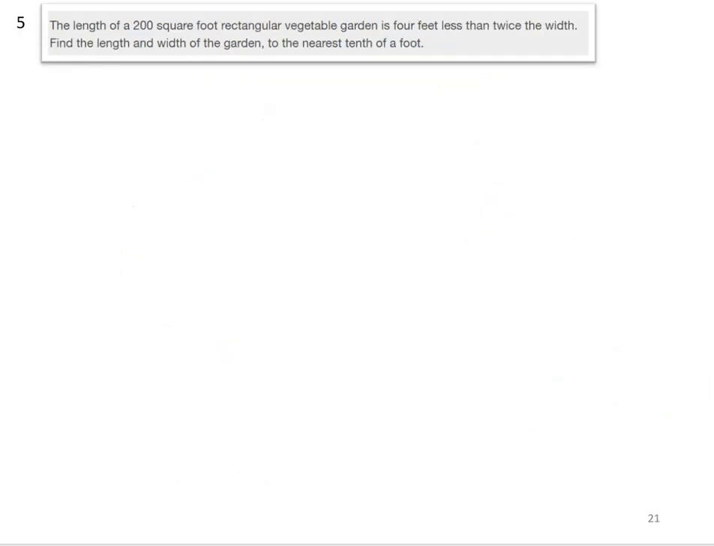Okay, now let us have another one. The length of a 200 square foot rectangular vegetable garden is 4 feet less than twice the width. So, what is the rectangular garden shape? We can draw a rectangular garden this way. The length and width are given, but the length of the rectangular garden is 4 feet less than twice the width.